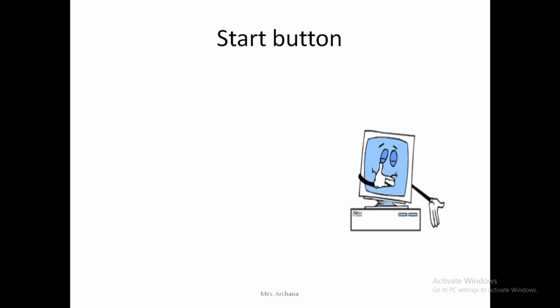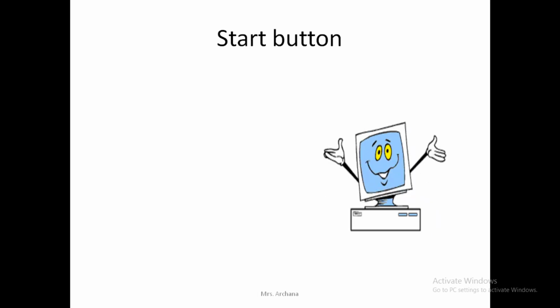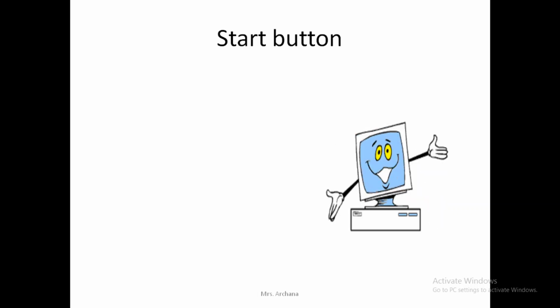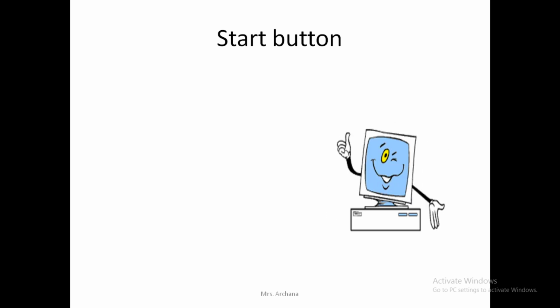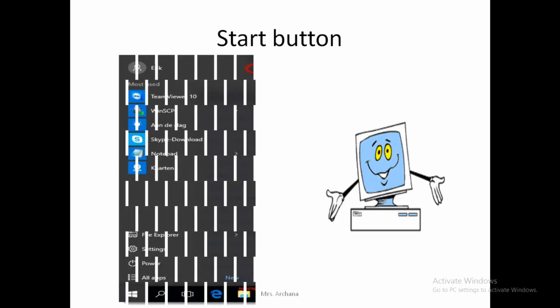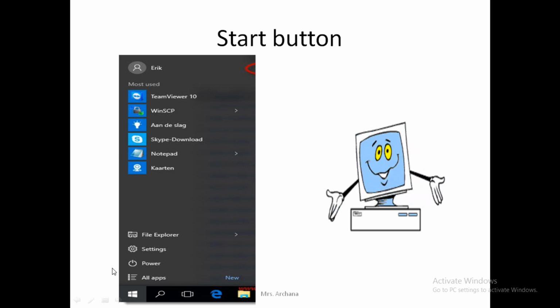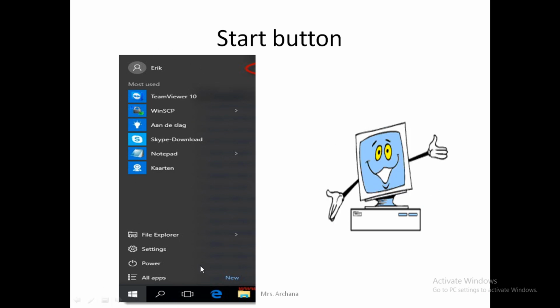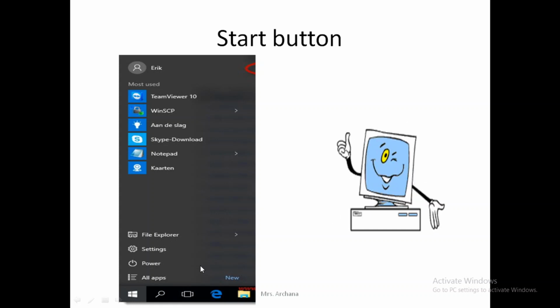The start button is present on the extreme left of the taskbar. In the previous slide I have shown you what is taskbar, and the first button was the start button. When you click on this button, a list of programs appears. This is the start button. When you click on it, a list of programs will appear. This is called start menu.